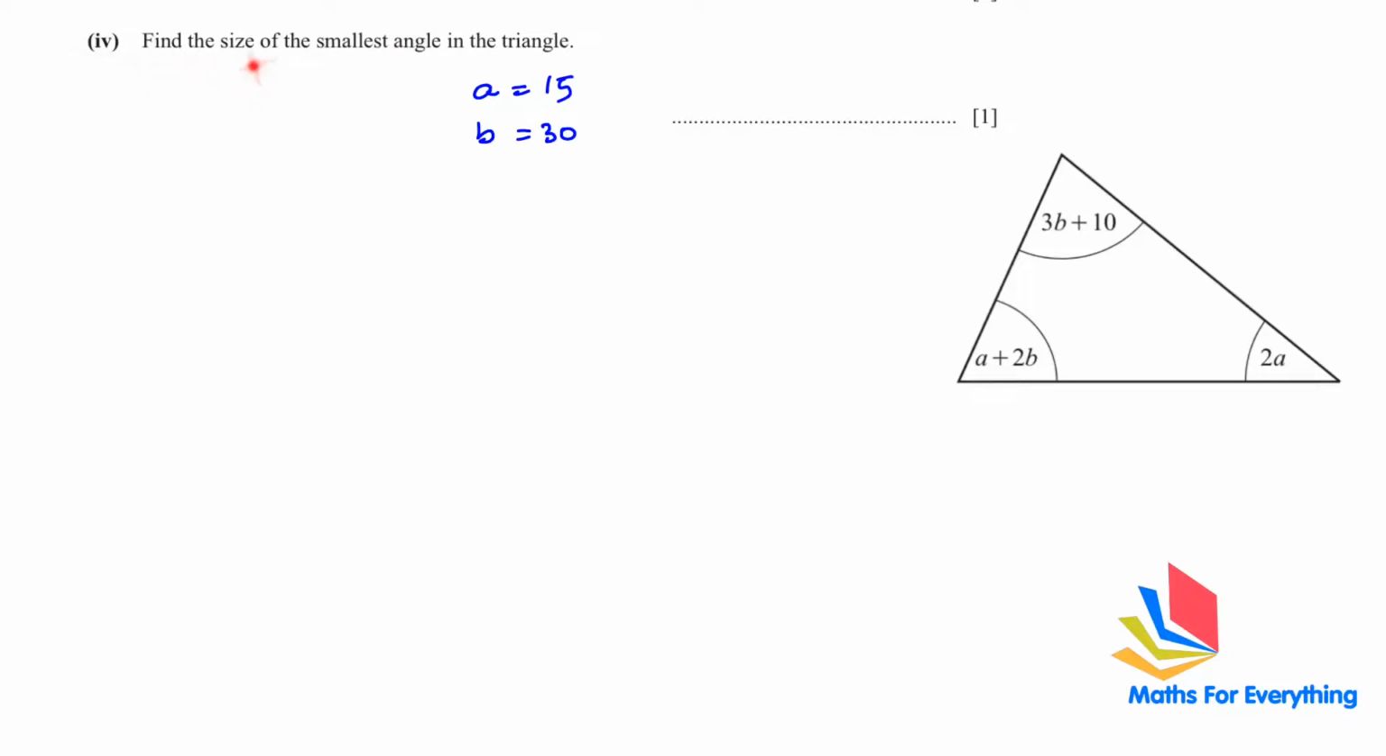Next part of the question, find the size of the smallest angle in the triangle. So this is our triangle. Replace the a and the b with a is 15 and b is 30, and you will see that this is the smallest angle. 2 multiplied by 15, which is 30. So that's your answer.